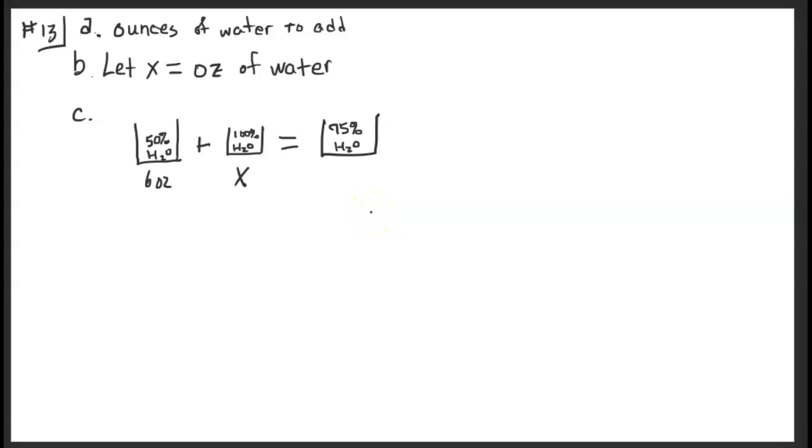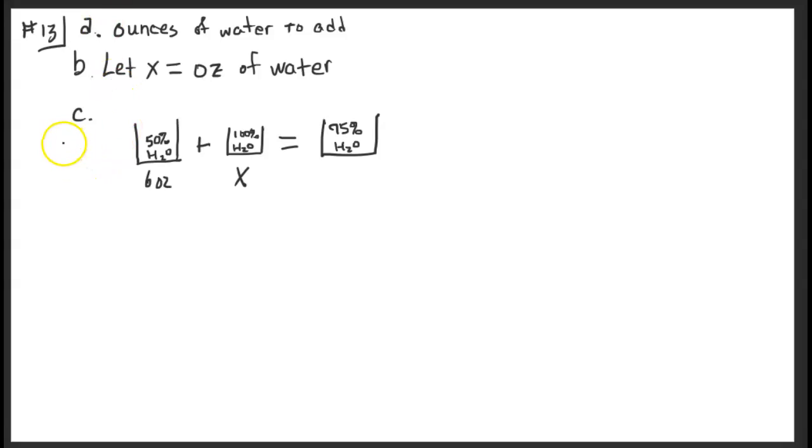Now I could have used the alcohol, but, well, I guess I could have, but it'd be better to use the water also, because if I used alcohol, then this would be 50% alcohol, 0% alcohol, 25% alcohol, and 0% alcohol would be a problem. Okay.